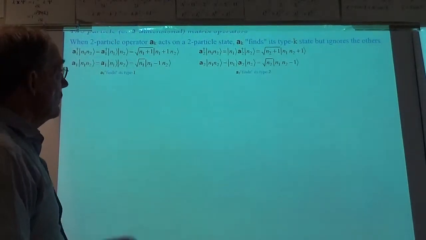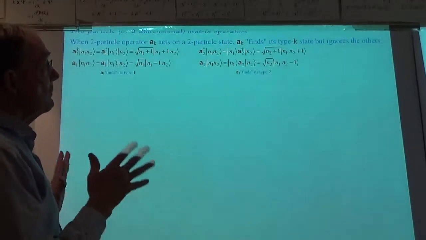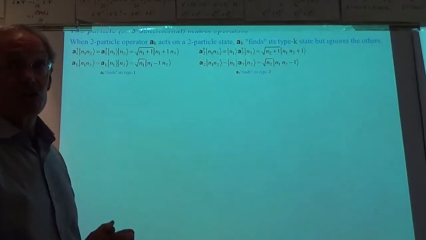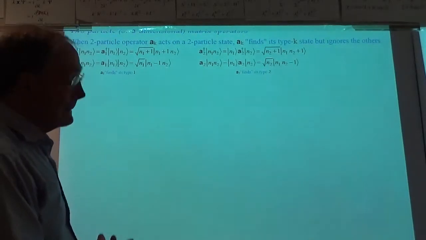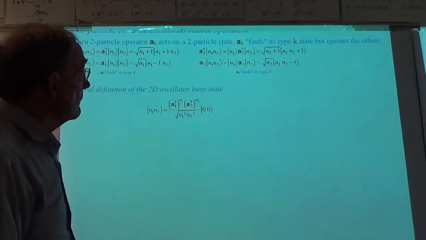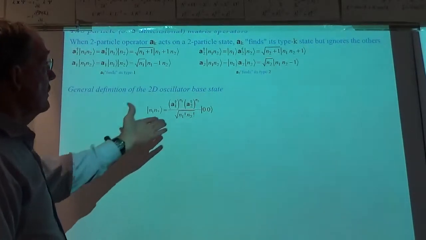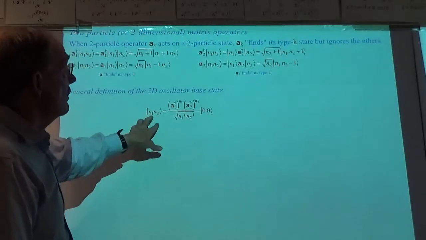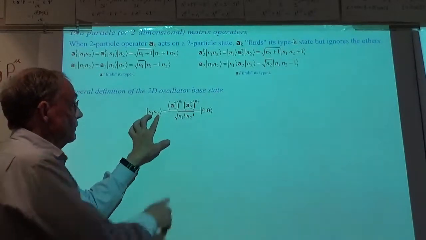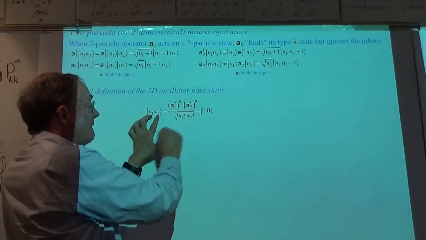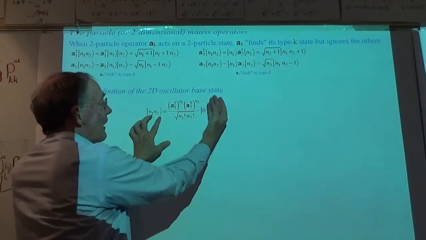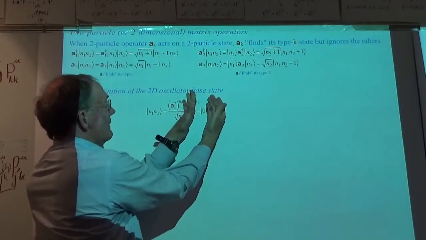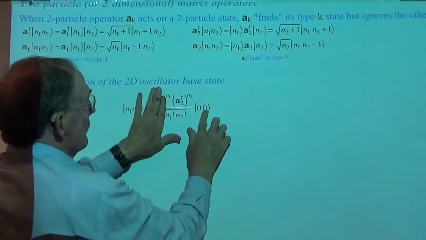Okay, so that's all there is to having multiple dimensions in an oscillator setting. That's all there is to it. There's a general definition of base state. That's what an eigenstate of a two-dimensional oscillator would have. It's just the one guy, raise the 2 there, okay? And then product with this.